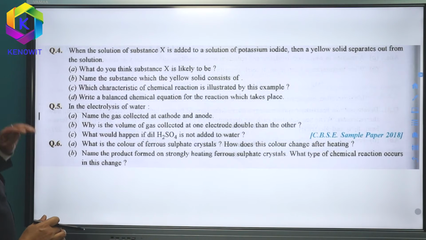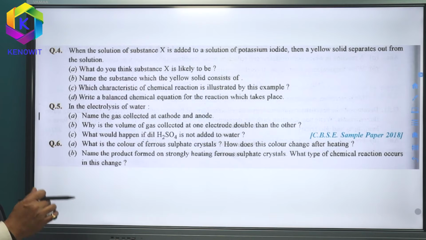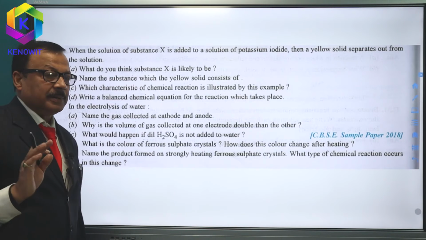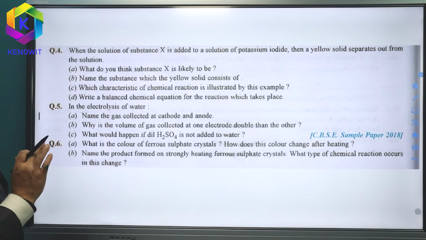Then this is a very important question. Question number 4. When the solution of a substance X is added to a solution of potassium iodide, a yellow solid separates out from the solution. What do you think substance X is likely to be? Name the substance which the yellow solid consists of and which characteristic of chemical reaction is illustrated by this example. So please try to solve.